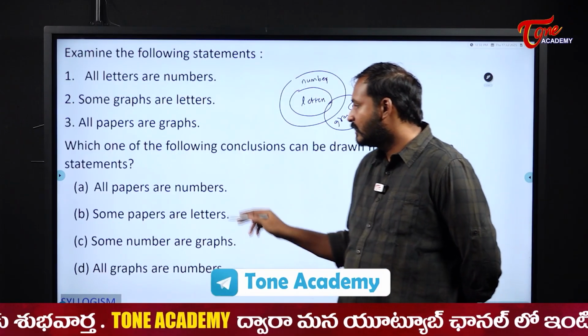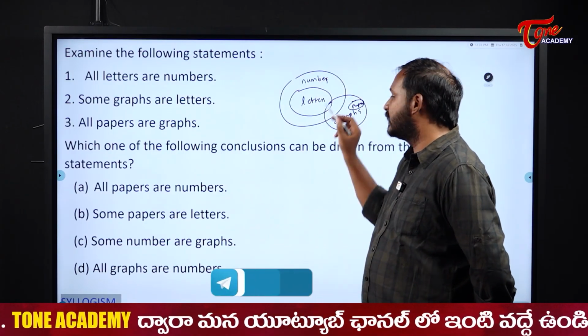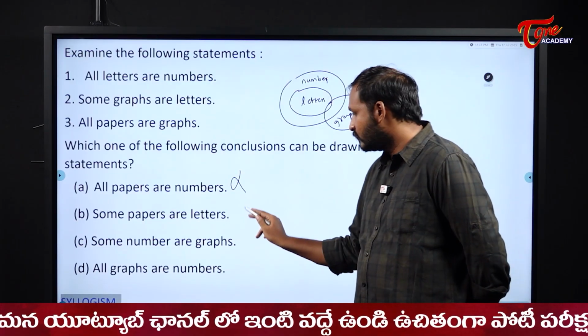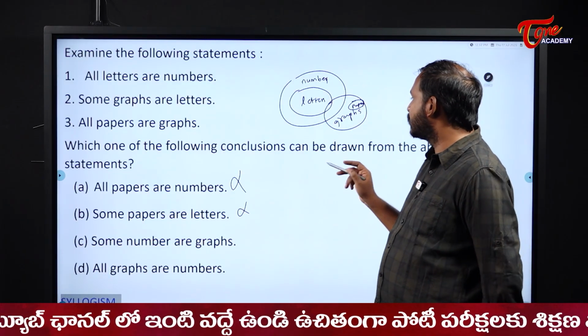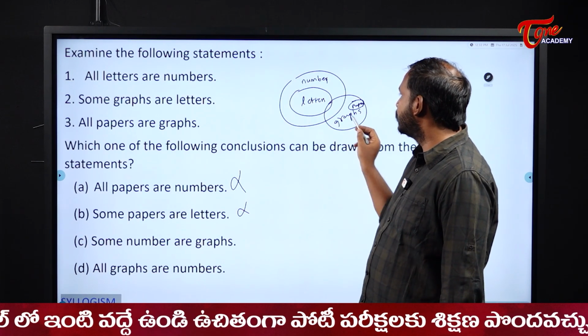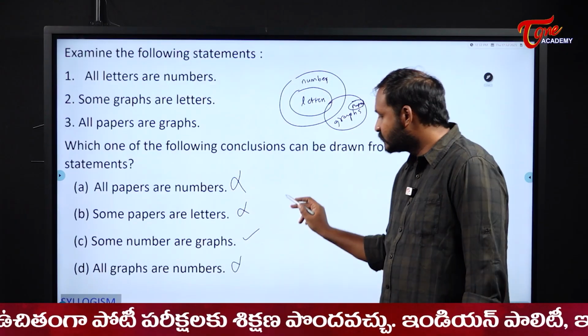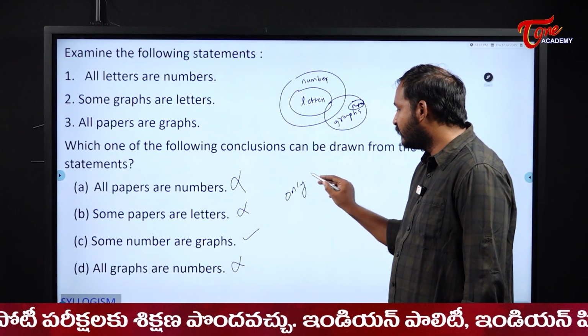Now come to the conclusions. All papers are numbers? Is there any relation between papers and numbers here? No. Some papers are letters? No. Some numbers are graphs? Yes, that is true. All graphs are numbers? No, that is false. So here only C follows for me.